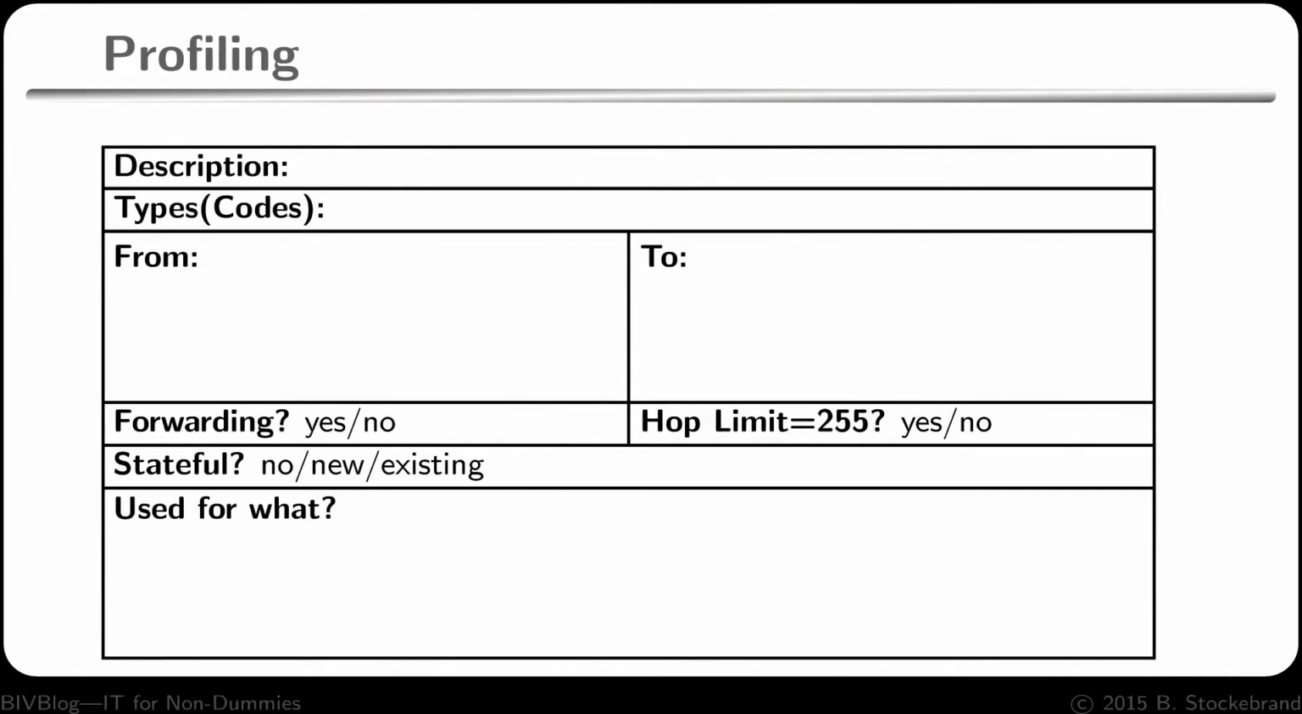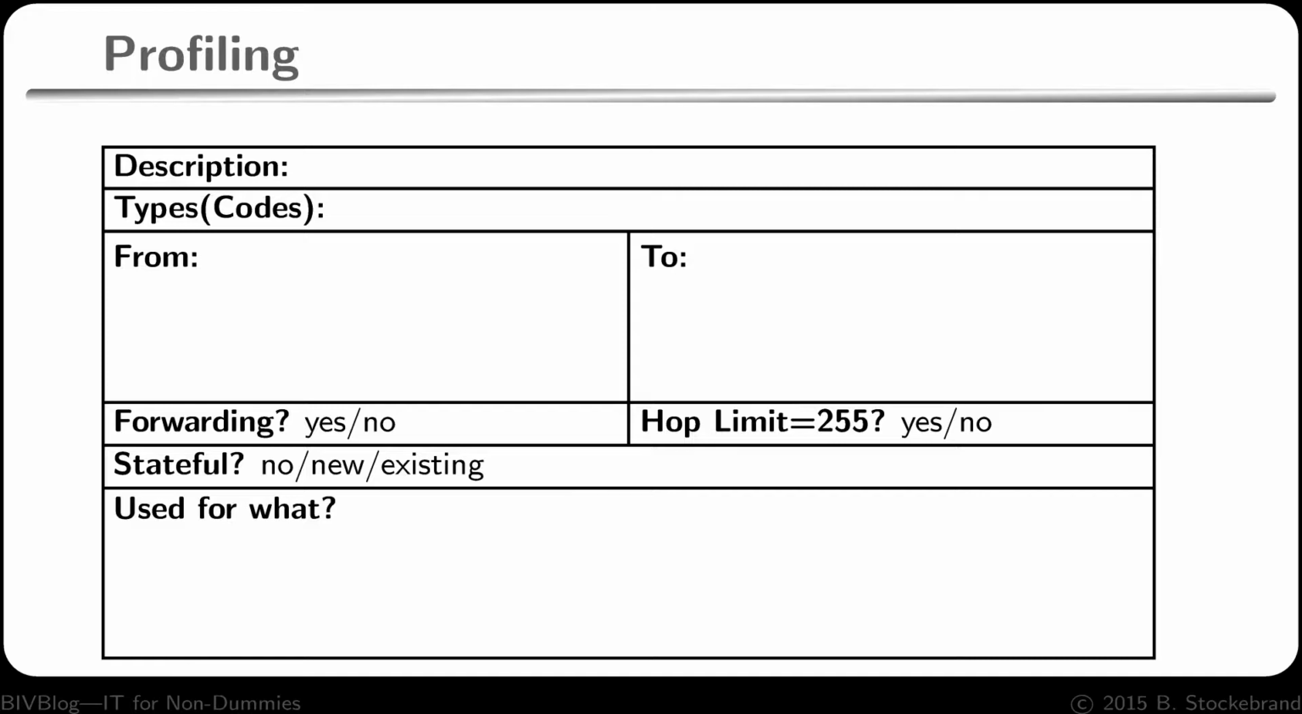And what I use is sort of like a cardboard note, and it looks like this. There's a description or name, whatever you need to understand what you're doing there. If you're familiar enough with ICMP, you just use the names. The ICMP types and codes, from where to where these packets are being sent, and then things get interesting. Are these packets going to be forwarded or not?